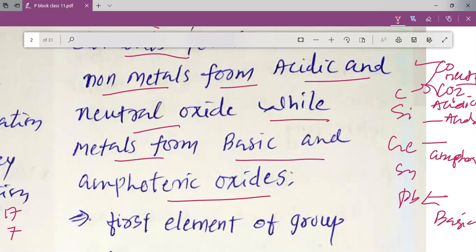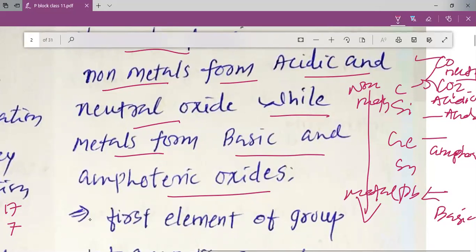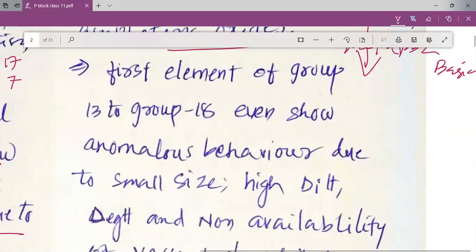in this group, and this is how, my dear students, we can understand that as you go down the group, the character turns from non-metal into metal. So this is how we understand the transition from non-metallic to metallic character when we go down the group.